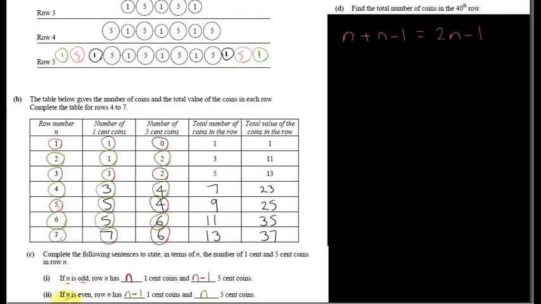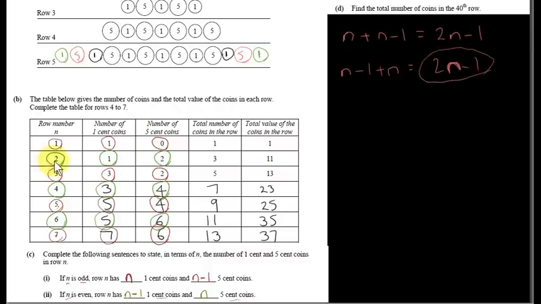And the same is true when n is even. In the nth row where n is an even number, the total number of coins is got by adding up the number of 1-cent coins to the number of 5-cent coins. That's just n minus 1 plus n. But it's also 2n minus 1. So it doesn't matter whether n is even or odd. The sum is given by 2n minus 1.